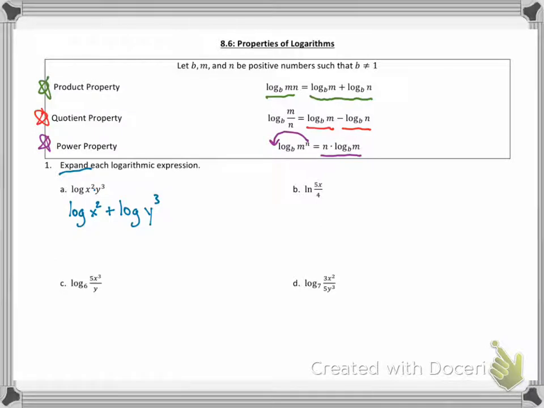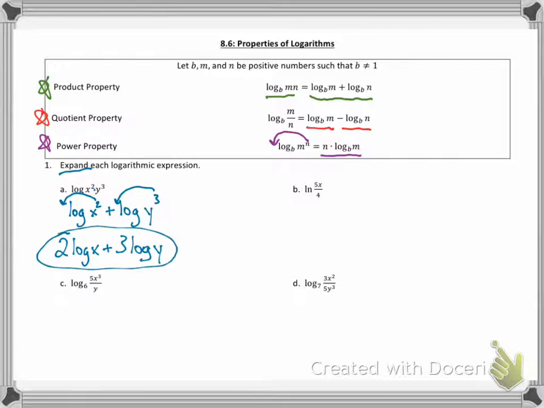That's the first thing I'm going to do to break this apart. Because again, multiplication becomes addition. Now, I still see powers with my terms that I have. So what I'm going to do with those powers is each one of them is going to come out in front of the log. So I'm going to rewrite this as 2 times log x plus 3 times log y. There's nothing more I can do with it, and that's my final answer.